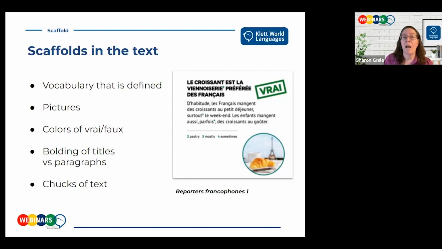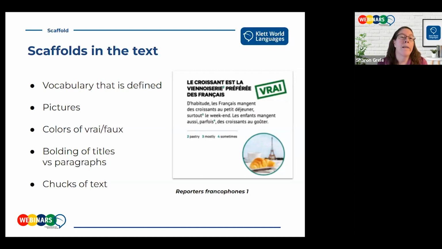We have the color of vrai and faux. Vrai was in green, faux was in red, which helps students realize that it's a true-false kind of thing going on. We've got that bolding of titles and paragraphs. Those chunks are so friendly to our readers, because they only have to focus on one thing at a time. And we could say, let's go to that paragraph on the croissant and just read that paragraph. Think about how doable that is for even a late novice learner.